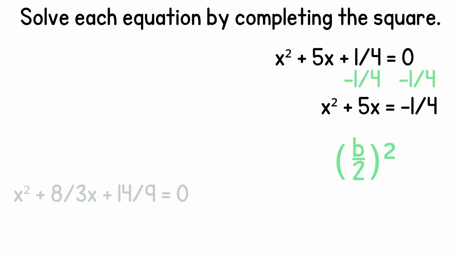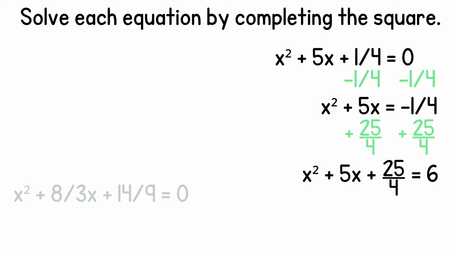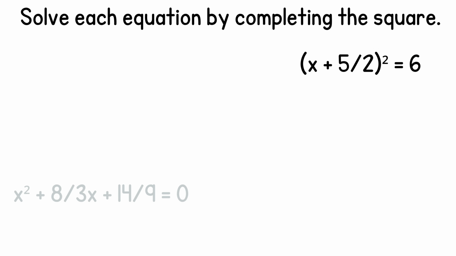Now let's find the value that will complete the square. So b will be replaced with 5, and 5 halves squared is equal to 25 over 4. So we'll add this to both sides of our equation. We get x squared plus 5x plus 25 over 4 is equal to 6. We'll rewrite this as a perfect square of x plus 5 halves squared equals 6. And now we'll move it up so we can start solving.